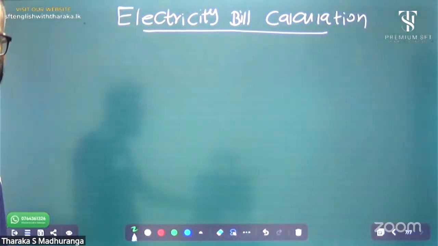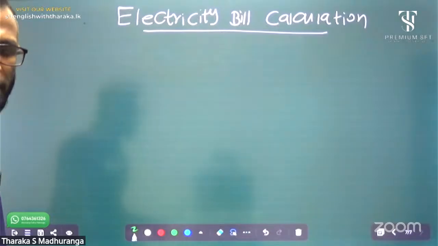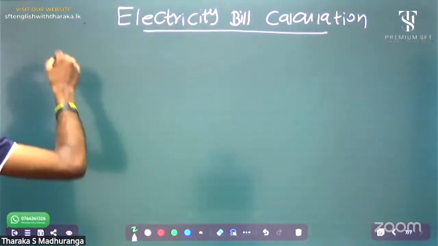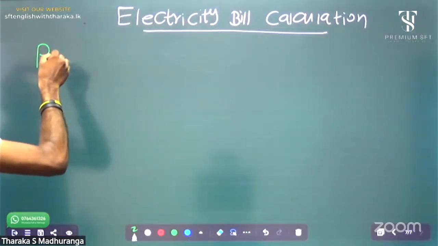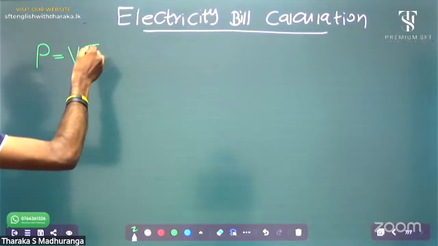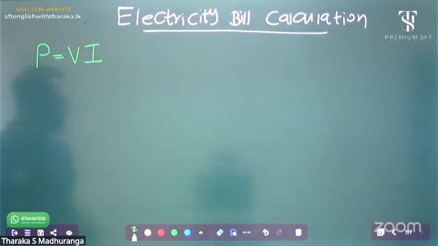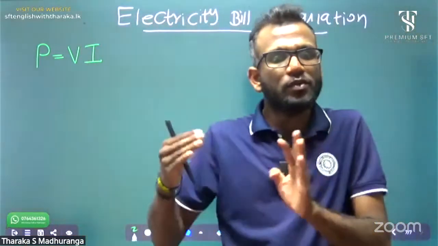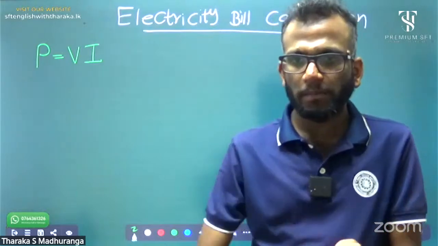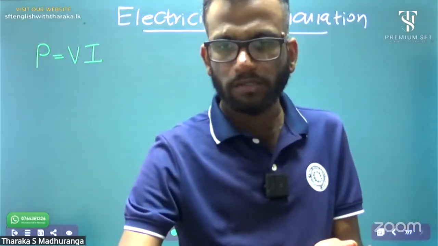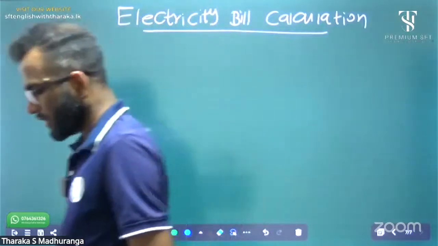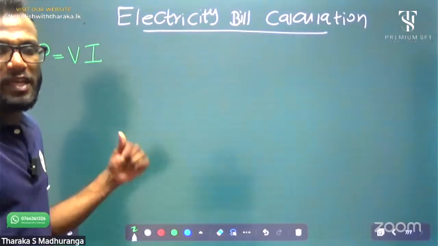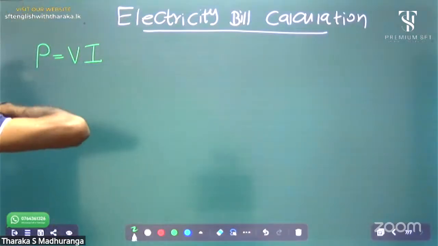We have a very simple equation. Do you remember P equal VI? What's the meaning? The power equals current into voltage. P equal VI. That's very important.